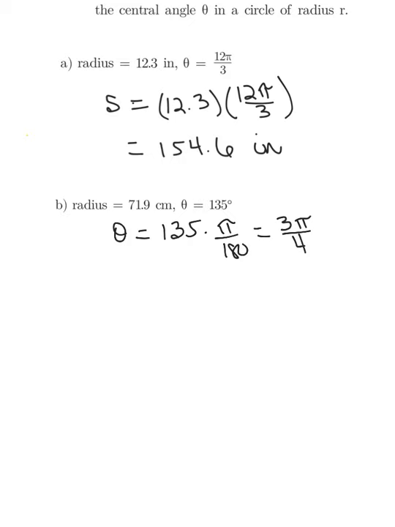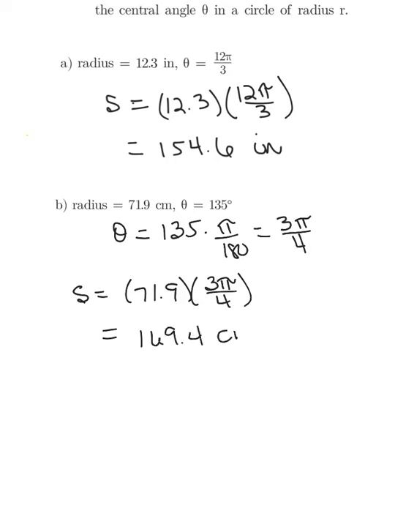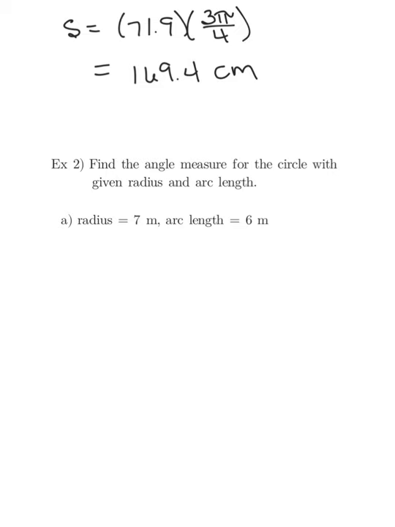So now we know our correct angle in radians, so we are ready to find S equals our radius, 71.9, times our theta, 3 pi over 4. Multiply that all out on your calculator and you will get 169.4. And again, the measurement of the arc is the same as the measurement of the radius, so it's in centimeters.